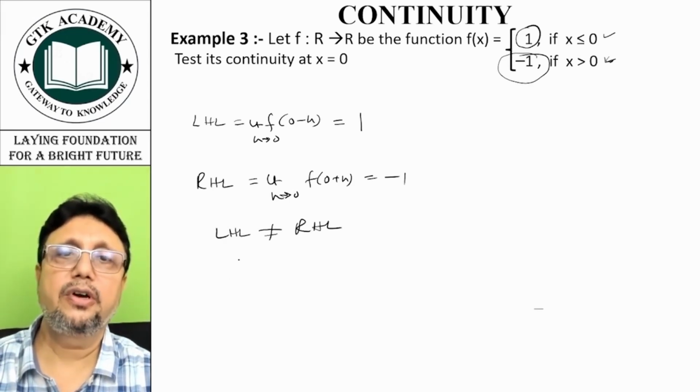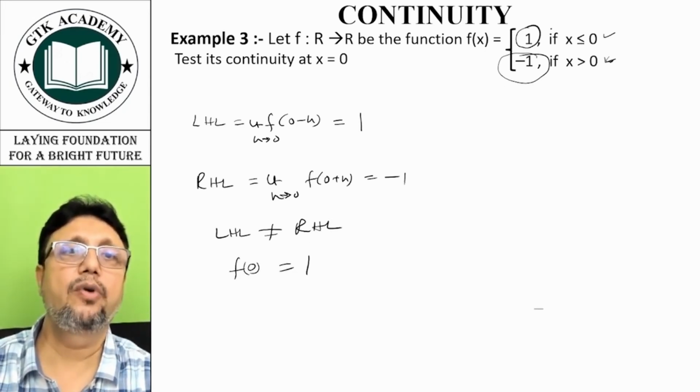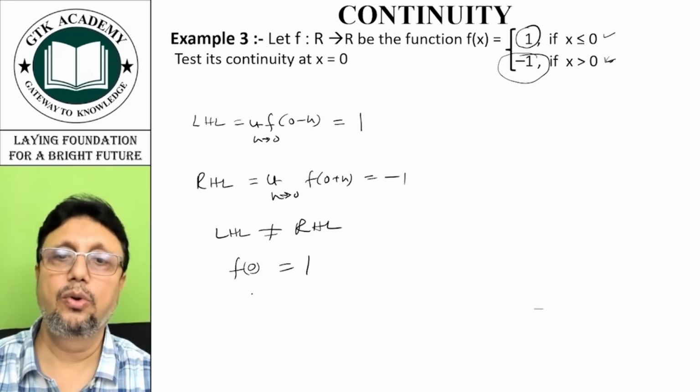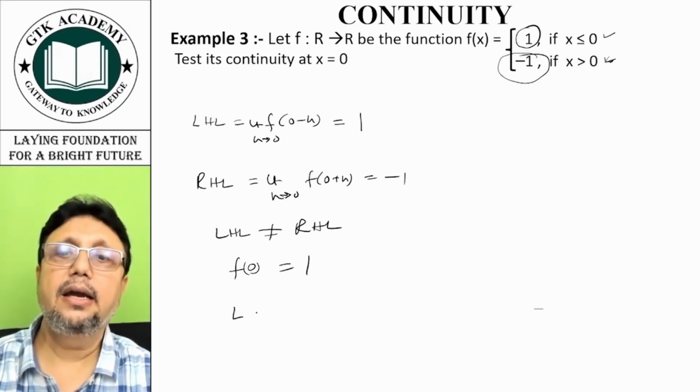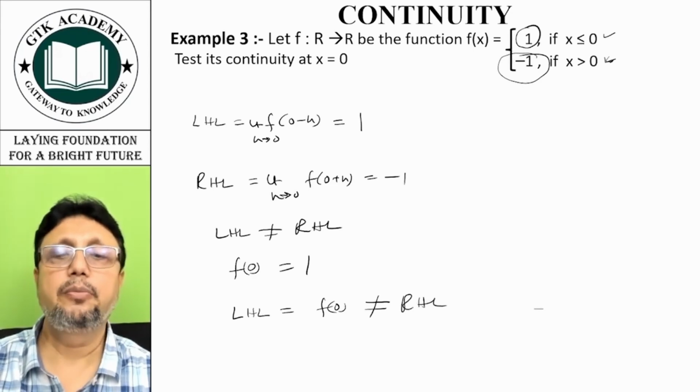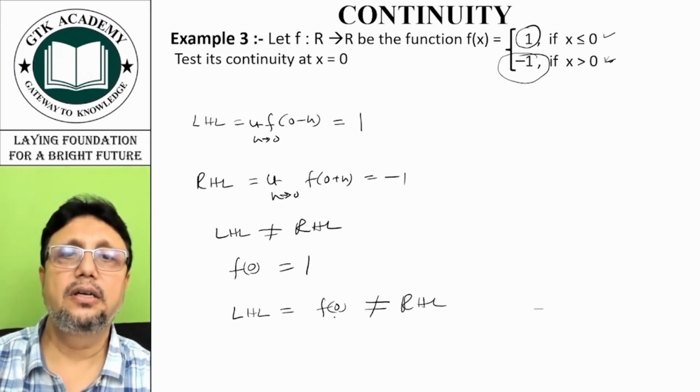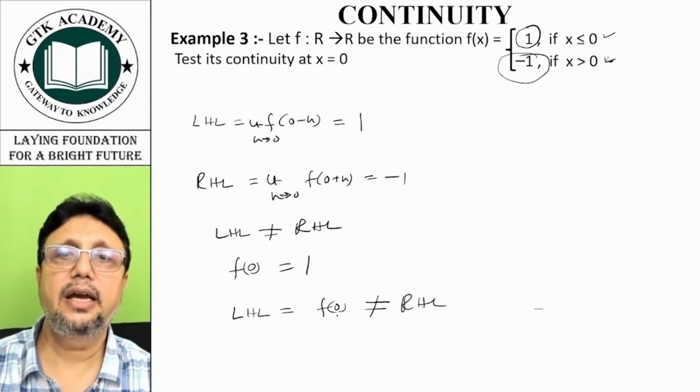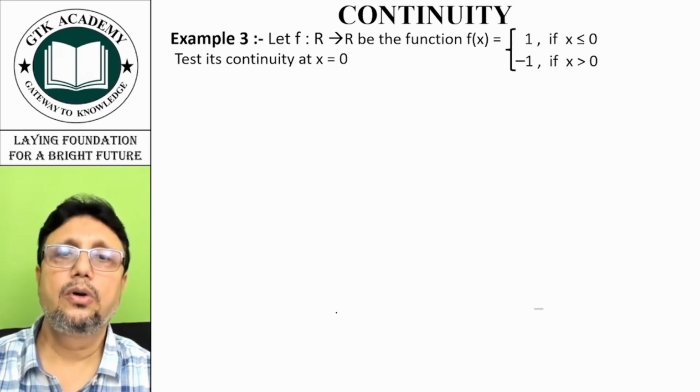Although the value of the function at 0 is equal to 1 because function is 1 if x is less than or equal to 0. So now although LHL is equal to f(0), but this is not equal to RHL. That means function is discontinuous at x is equal to 0.